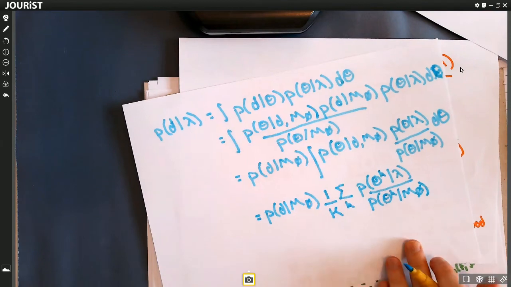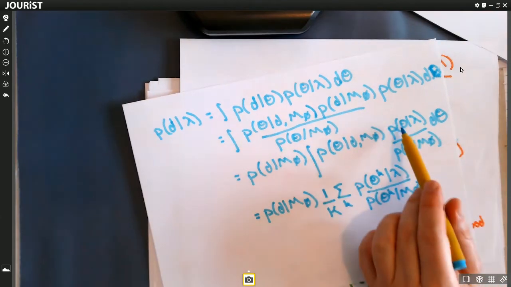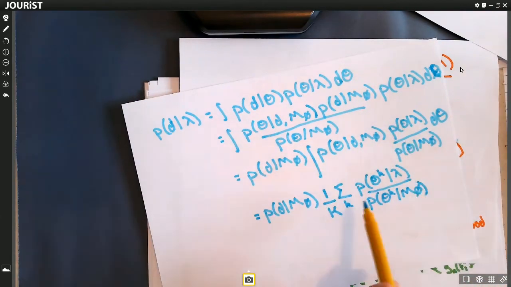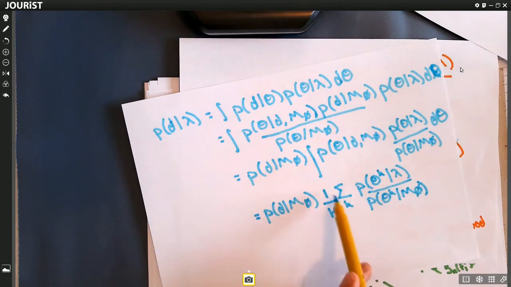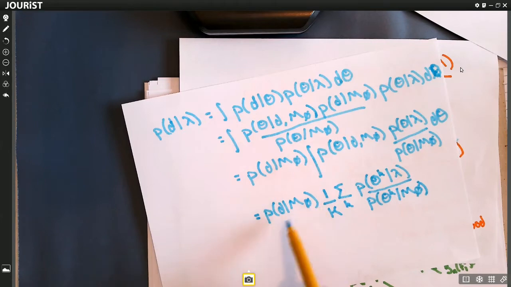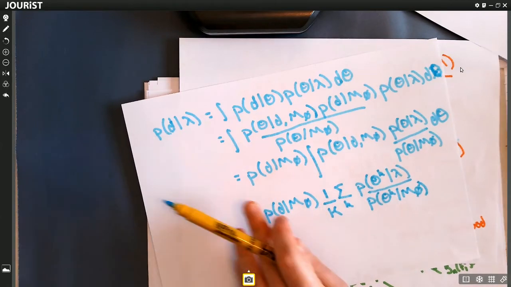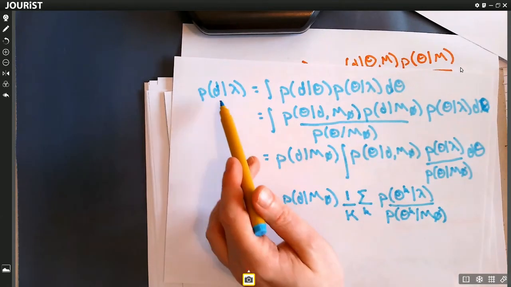Okay. So evaluate this ratio of priors for each posterior sample, add those all up, divide by the total number of samples we have, multiply by our factor out here, which gives the normalization, and this now gives us our likelihood for this single event.